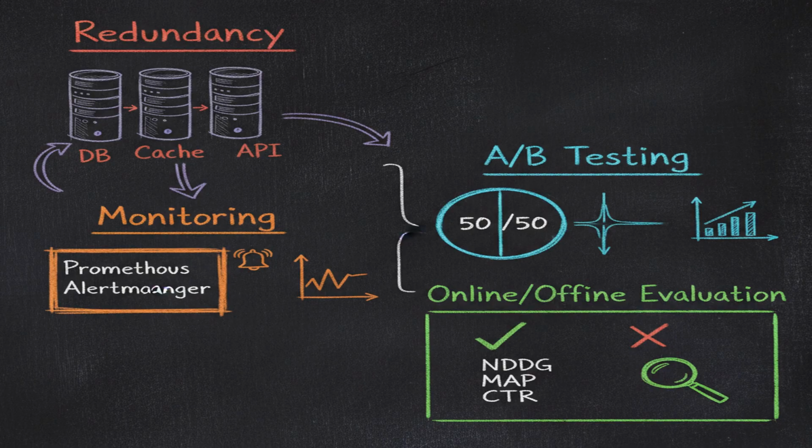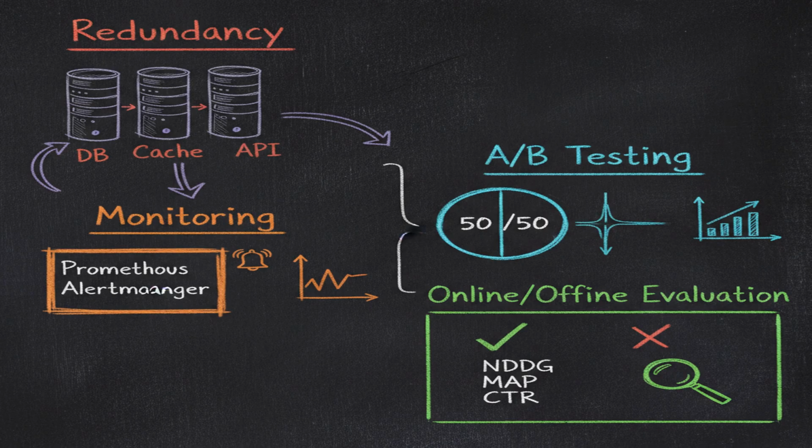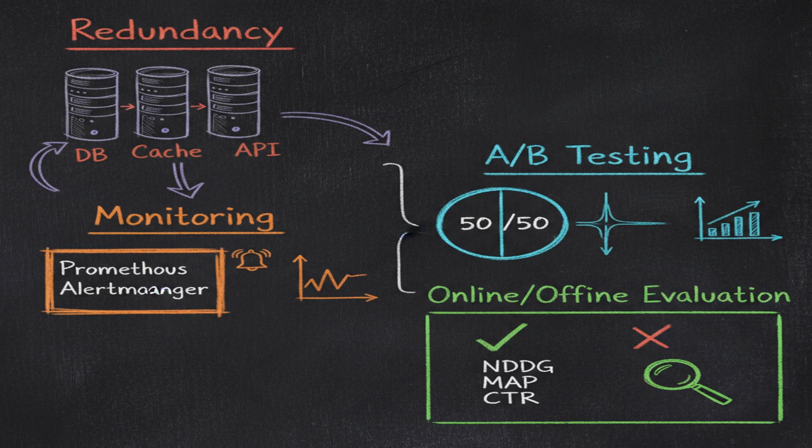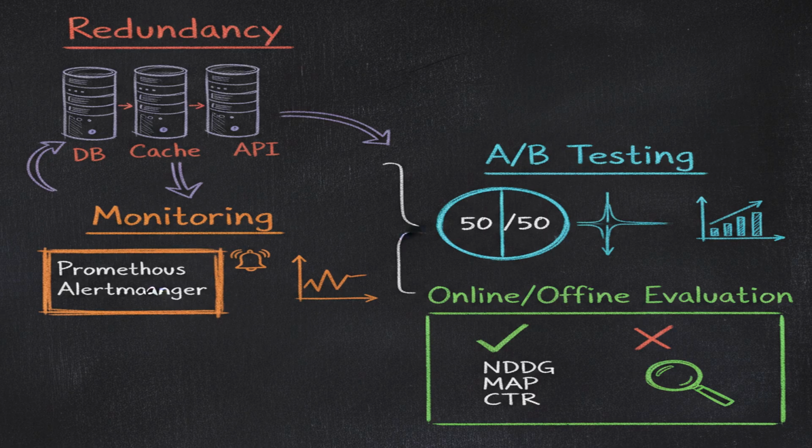We use A/B testing because it allows us to measure the impact of changes in a real-world setting. For example, we can compare a new ranking model against the existing one by splitting traffic 50-50 and measuring the change in CTR. The downside here is the cost and complexity of setting up and managing A/B tests. Another downside is that A/B tests can sometimes be misleading if not designed carefully.